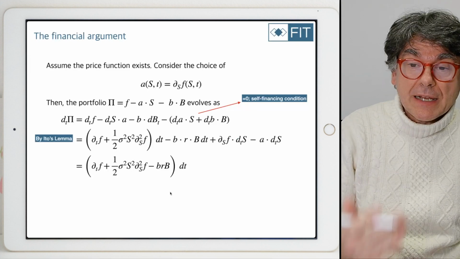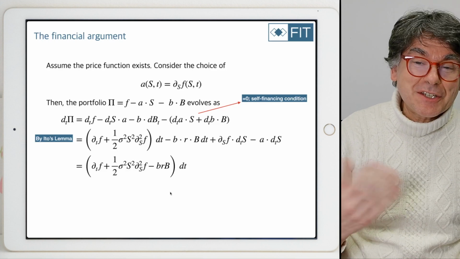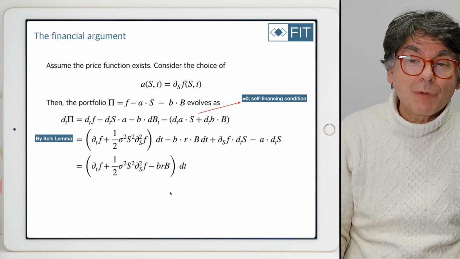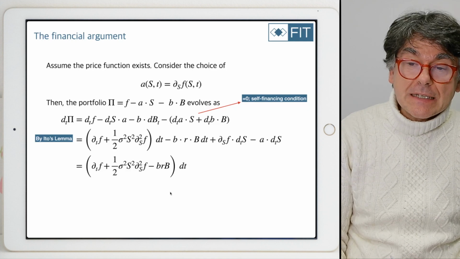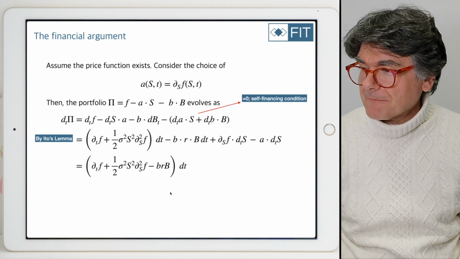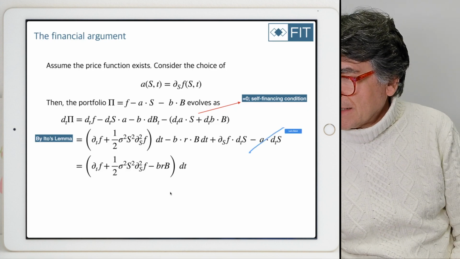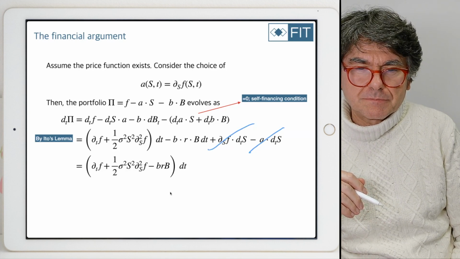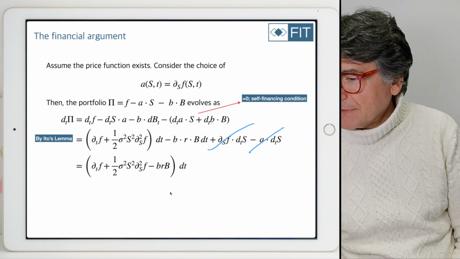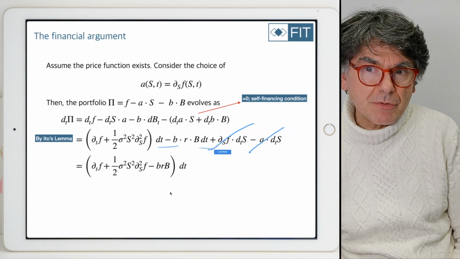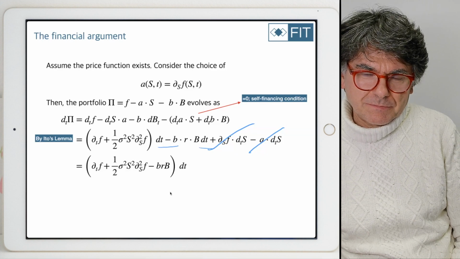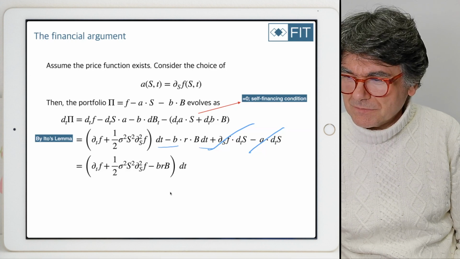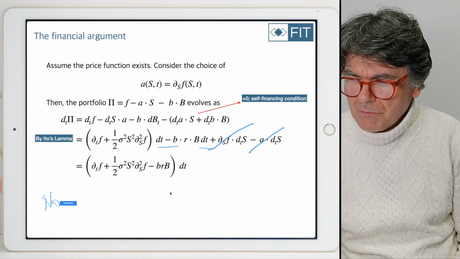As with the 33-cent game, we see that there's no uncertainty. In the 33-cent game, we showed there was no uncertainty because no matter what happened to the stock, I always got 0. In this case, I see there is no uncertainty because that term and that term kill each other. They are the same. And what I have left only has dt. There's no dW. dW is gone from that expression. You see, dW has disappeared.